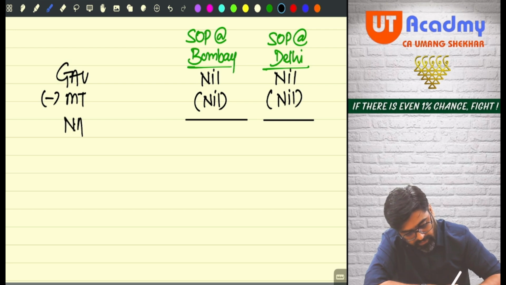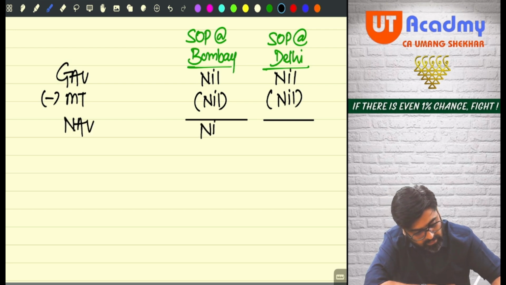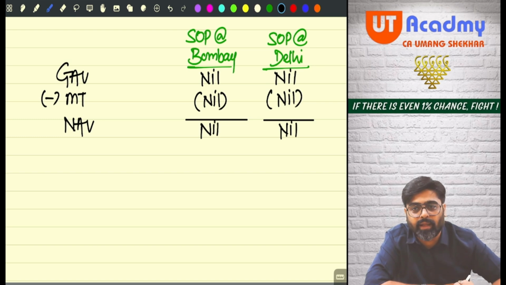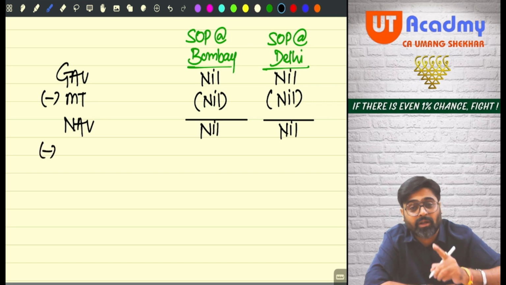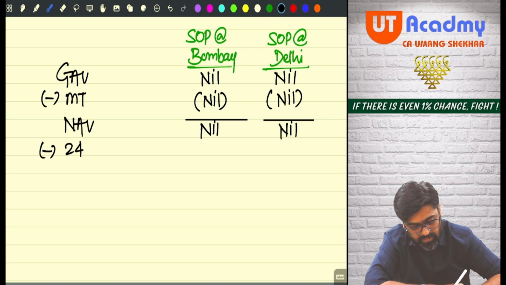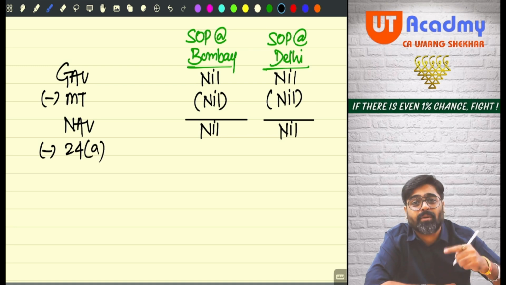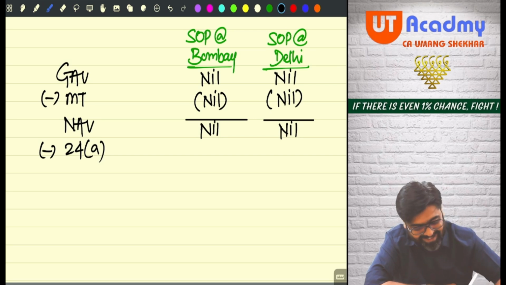Now I will take NAV. How much is NAV? Nil minus nil, on your calculators please. How much are you getting? Nil minus nil. Are you getting nil? Sure. Now take 30% of that nil. 24 clause A said 30% of NAV. 30% of NAV, nil. 30% will be how much? Nil only, no?